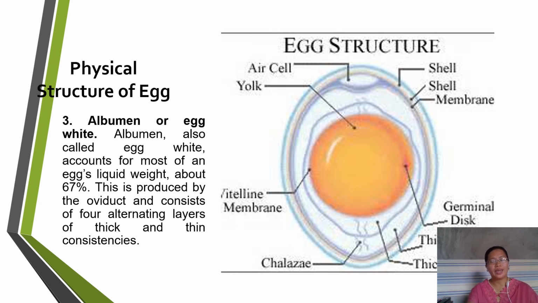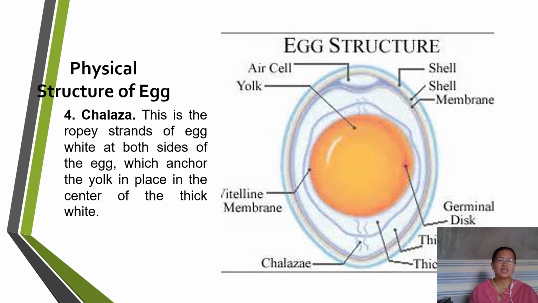Okay, so egg white. Next, physical structure of egg is the chalaza. This is the ropey strands of egg white at both sides of the egg, which anchor the yolk in place in the center of the thick white. So chalaza, usually hindi naman natin yan nakikita kapag naluto na or kapag fresh pa lang yung eggs. Halimbawa, we break the egg. So, hindi siya masyadong visible.